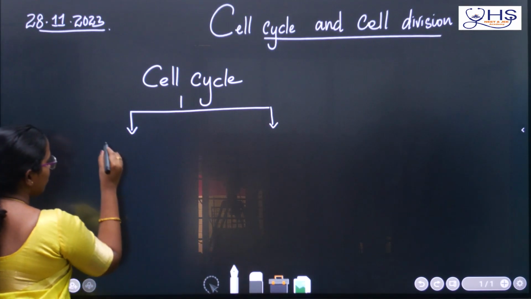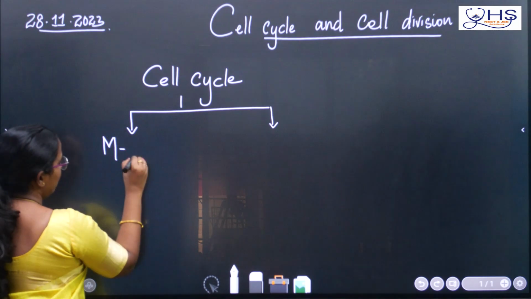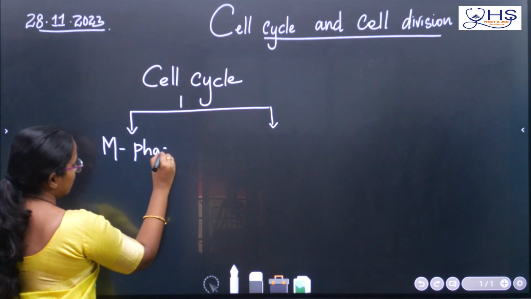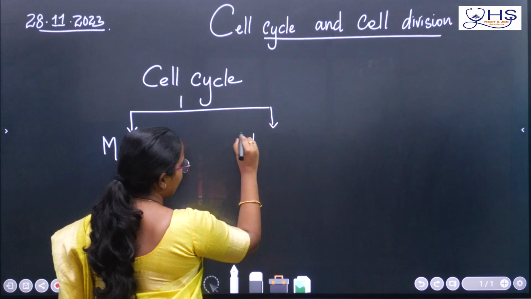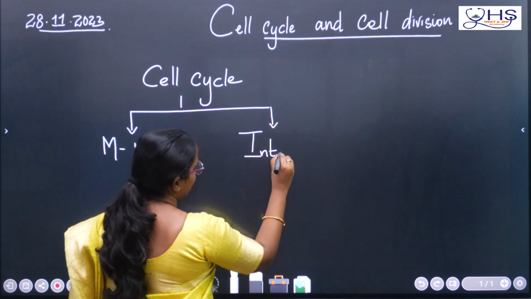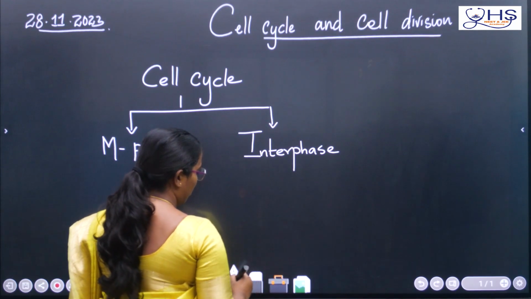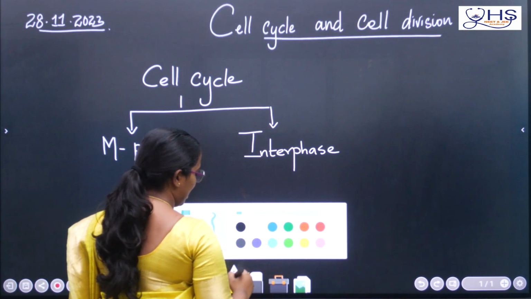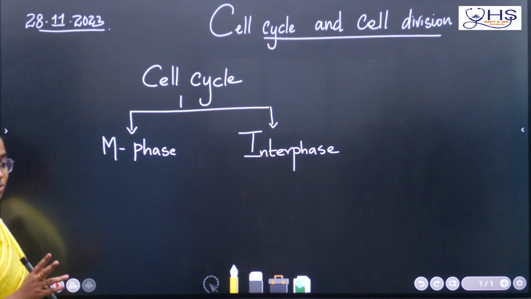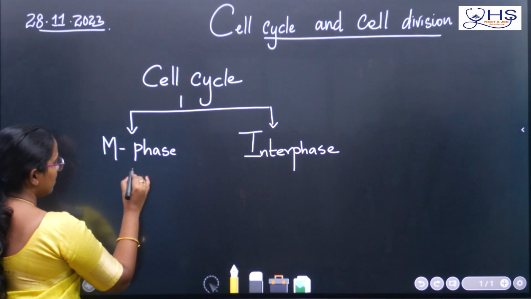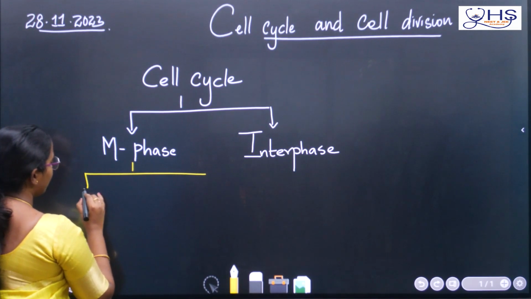be it mitosis or meiosis, the first phase is called M phase. And the second one is interphase. Now, this M phase is divided into two subphases. What are the two subphases?